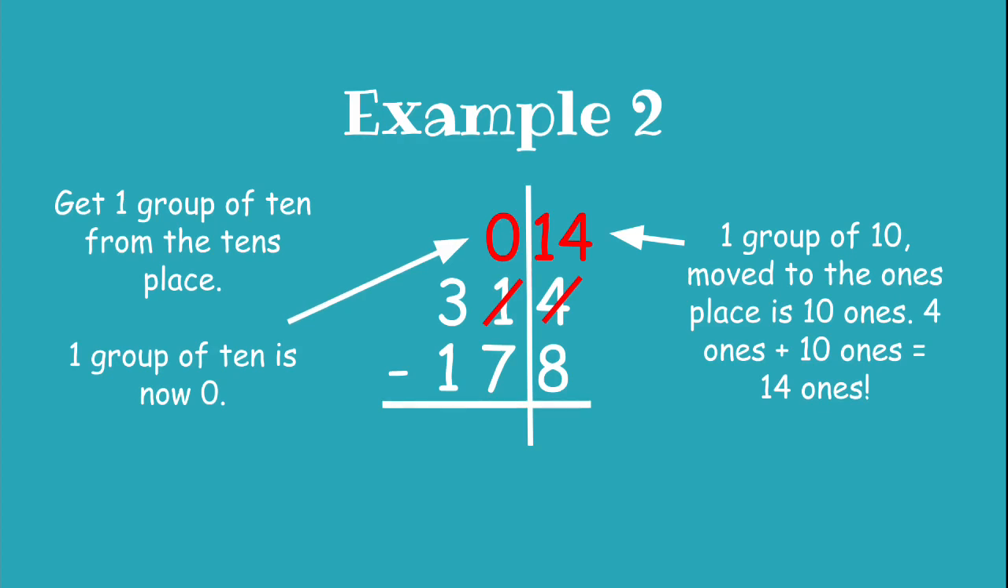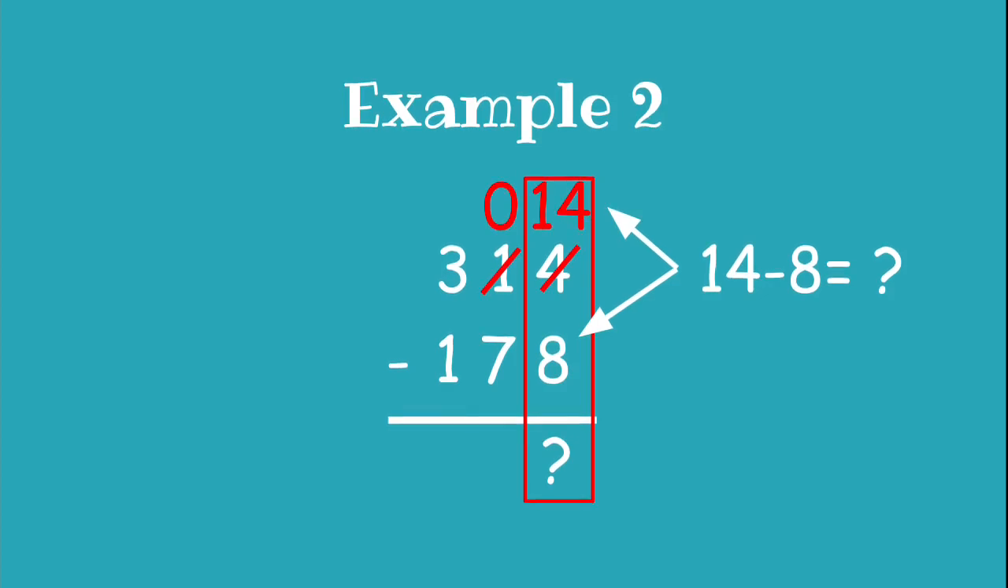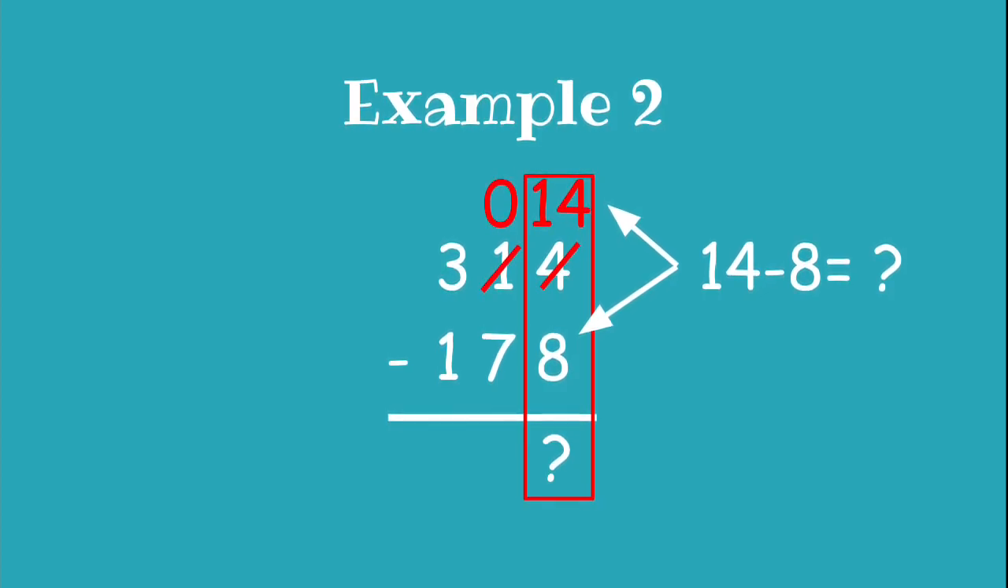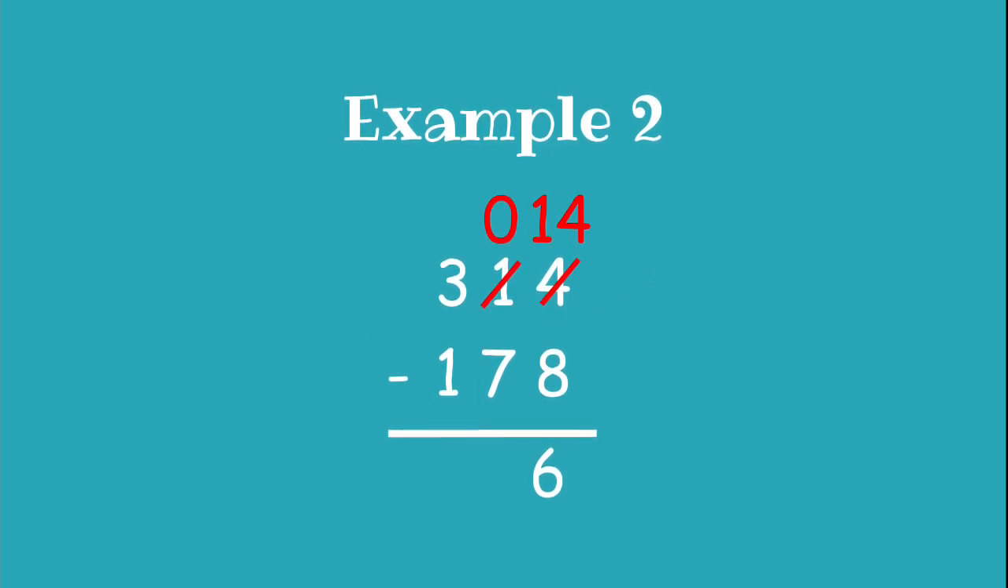First, let's change the number. If we take one group of 10 from the tens place, we're left with 0. So change the 1 to a 0. Now let's move that group of 10 to the ones place. If that group of 10 is in the ones place, they're now ones, which means we add 10 ones to the 4 that's already there and get 14 ones. Now let's take 14 minus 8. 14 minus 8 equals 6.